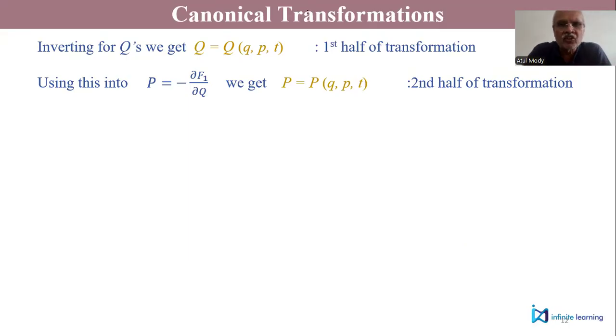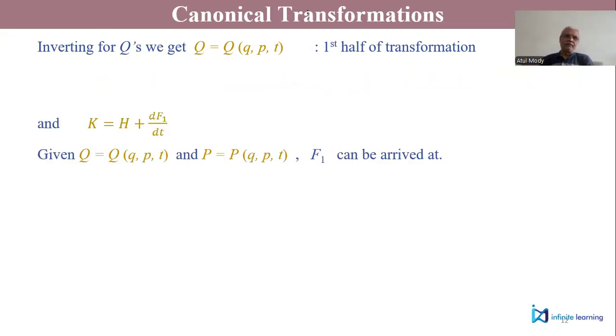Now here we have restricted to symbols Q and P, but depending on the number of particles, the number of degrees of freedom, you can have, for example, n Qs and n Ps. All right, so you'll have Q1, Q2, Q3 up to Qn, P1, P2, P3 up to Pn, and there will be corresponding n new coordinates and n new momenta. So if you know capital Q and capital P, then F1 can be arrived at.